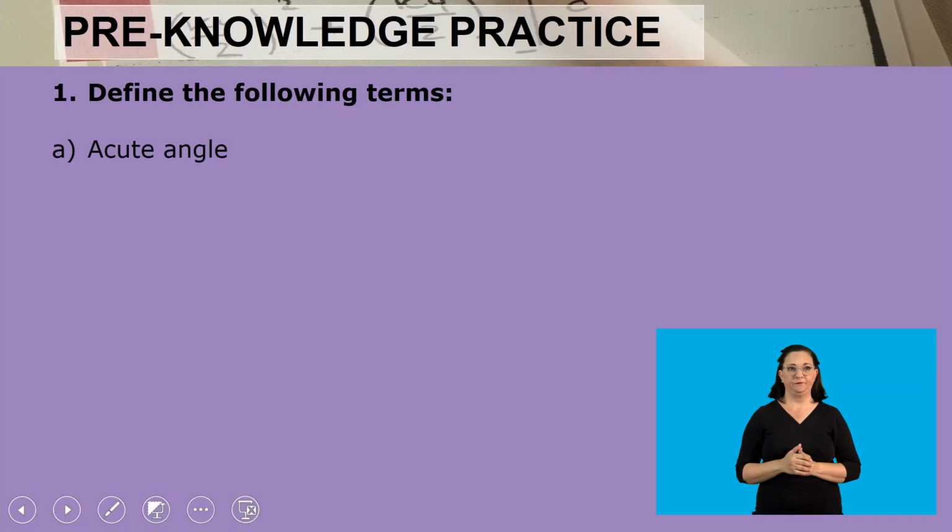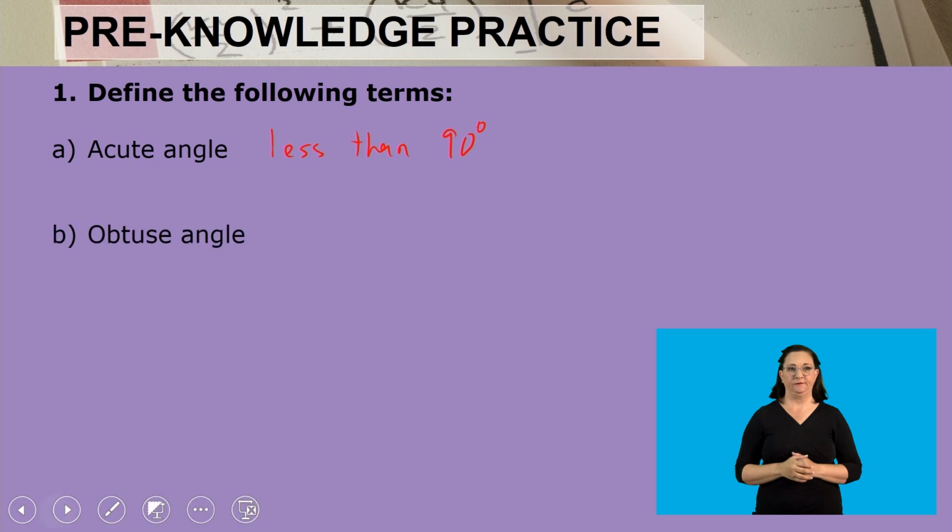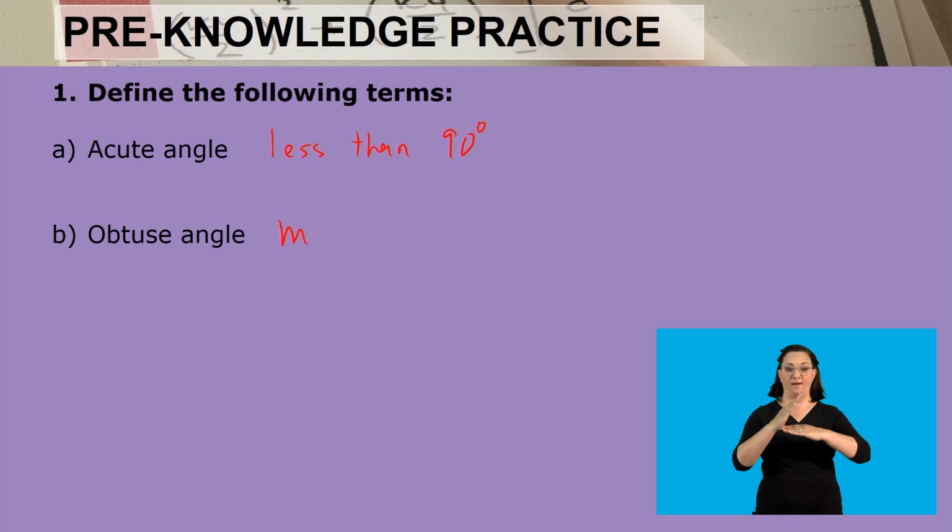Firstly, let's define the terms. What is an acute angle? An acute angle will be an angle that is less than 90 degrees. An obtuse angle will be an angle that is more than 90 degrees, but less than 180 degrees.